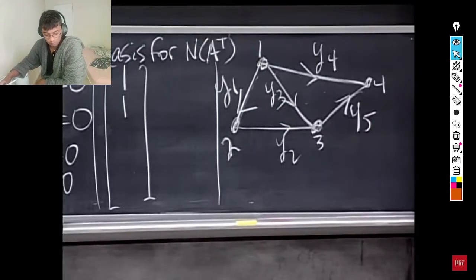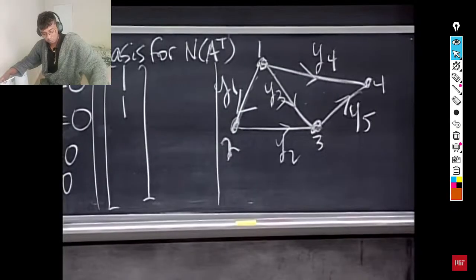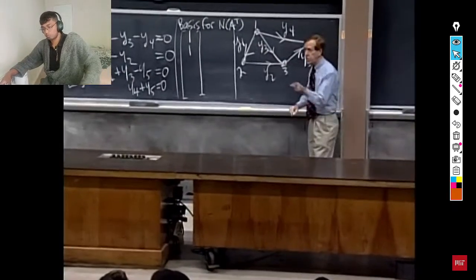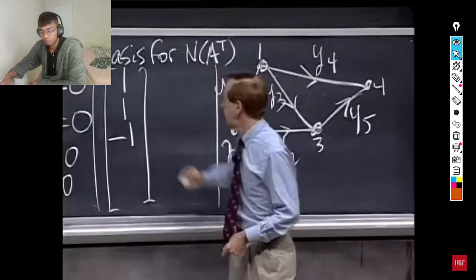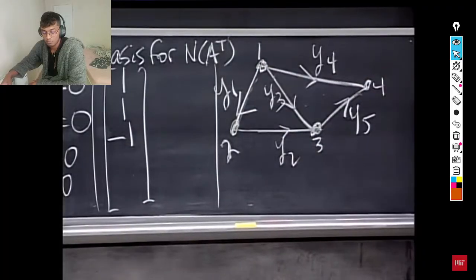What shall we do now? Well, what shall I take for y3? I've got a choice, but why not make it, what you said, minus 1? So I've just sent current 1 amp around that loop. What shall y4 and y5 be in this case?